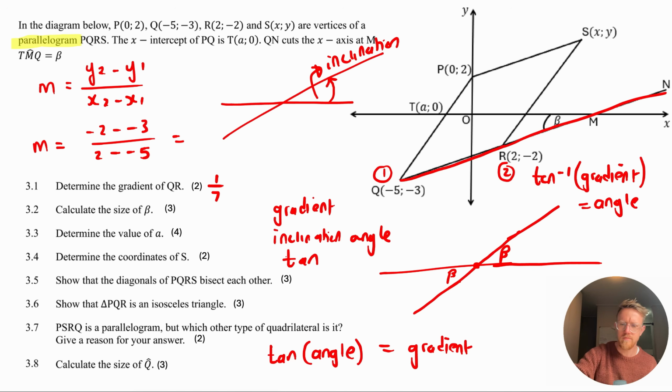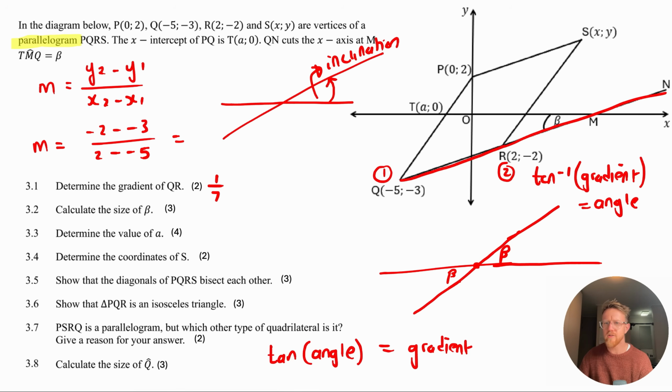Remember that we already have the gradient of this whole line. We got it earlier as 1/7. So we can get the angle by just saying shift tan of 1/7, and that'll give us 8.13 degrees.